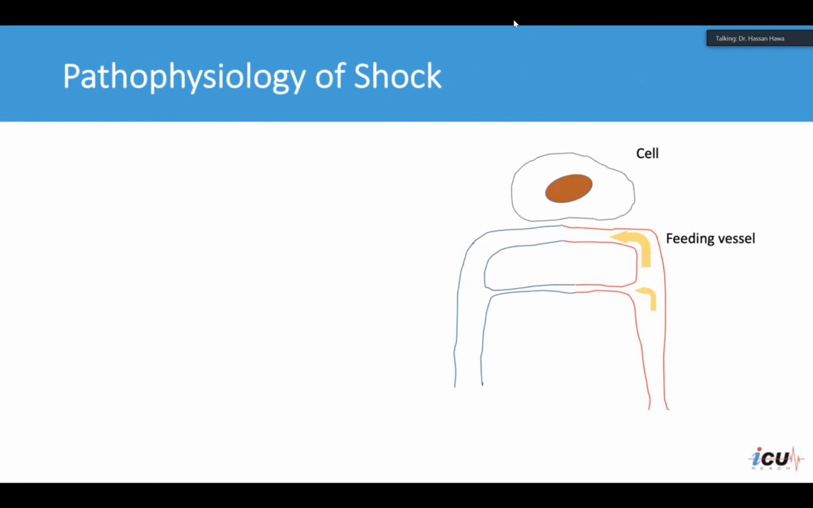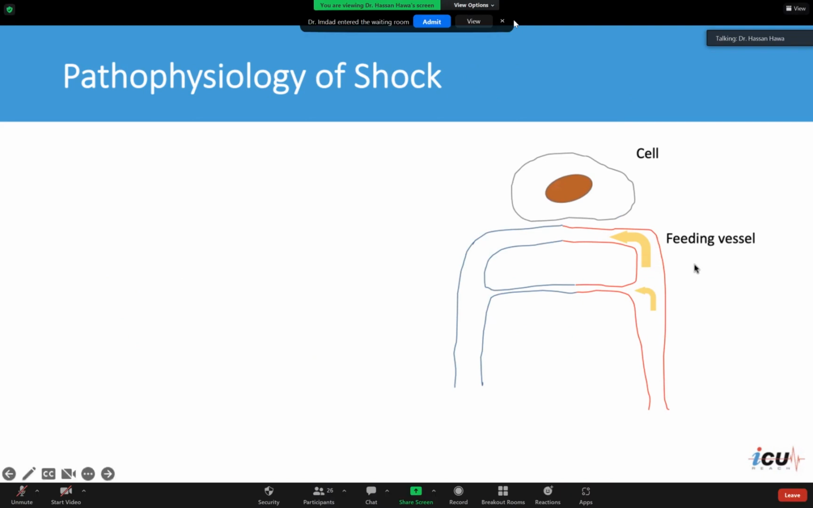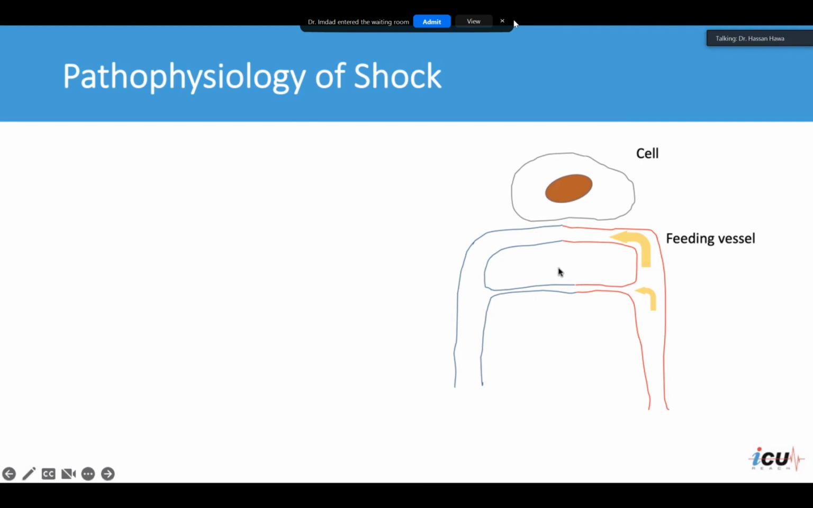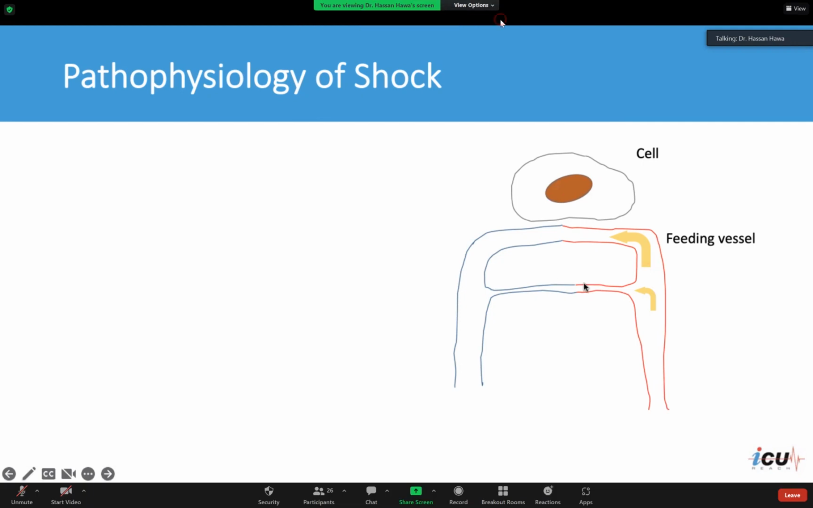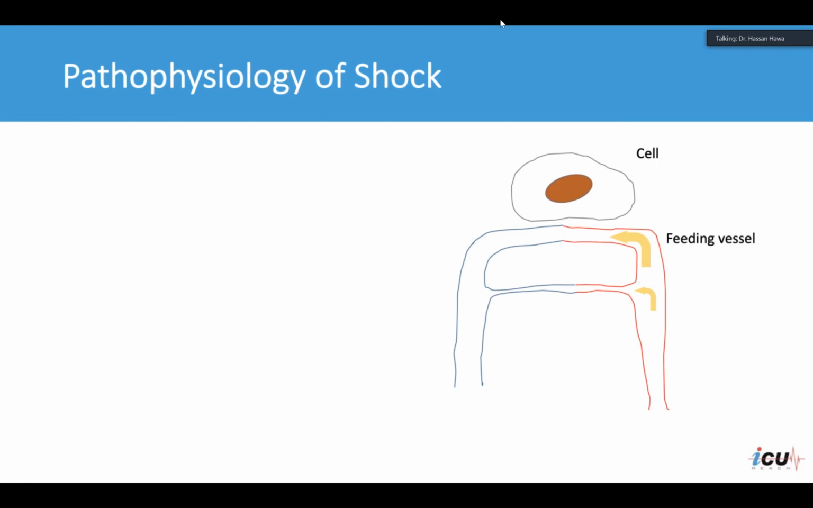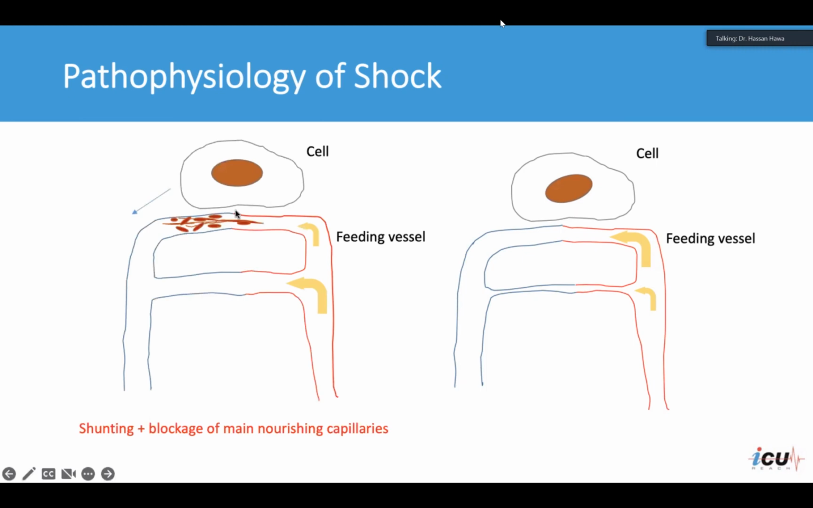A few slides about pathophysiology, just to comprehend what happens during shock state. So here we have a cell, and these are feeding vessels bringing nutrients to the cell normally. What would happen during shock, in particular septic shock, you'll have shunting and blockage of main nourishing capillaries.